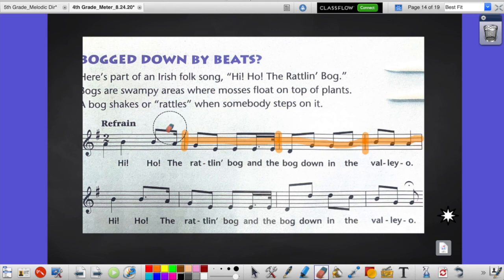Now, the measures are actually made up by the number of beats in each set. So in this song, we have 2 beats in each set. So every measure has 2 beats in it. That's how we divide music up so we can read it easier. And that's why understanding beats is a really good way to be able to understand meter and to understand reading music.